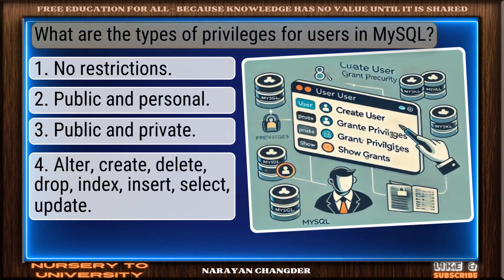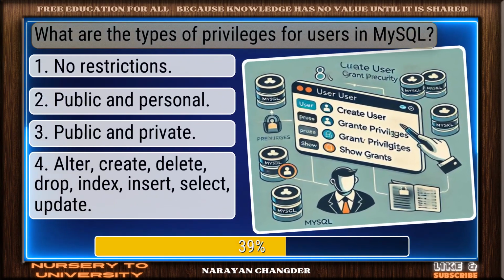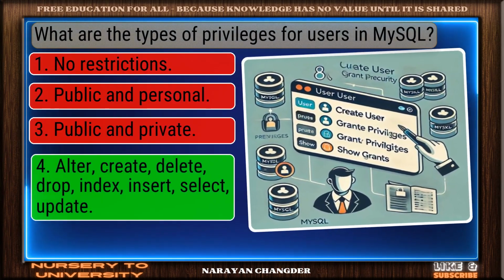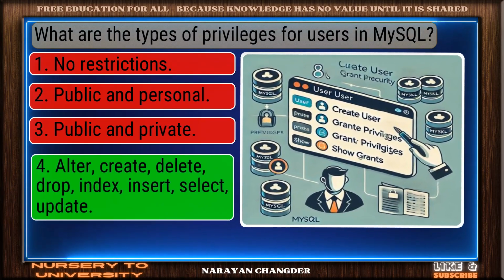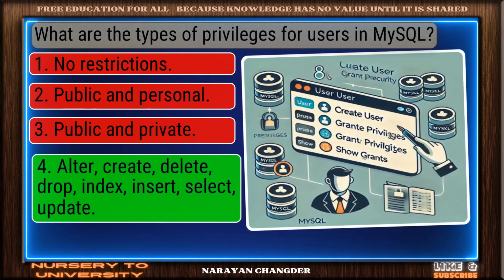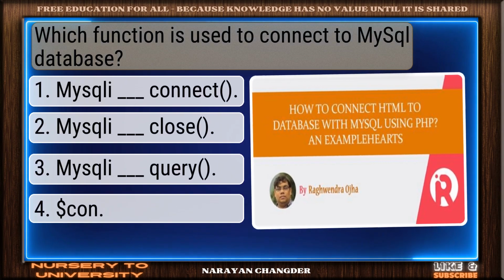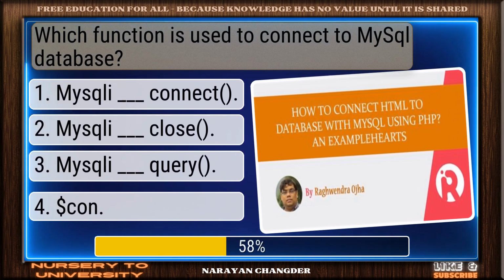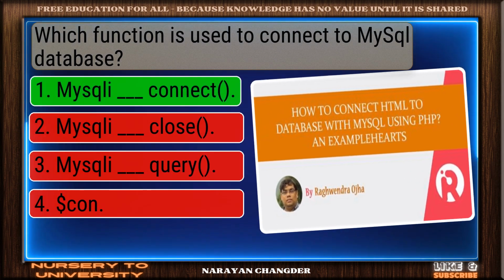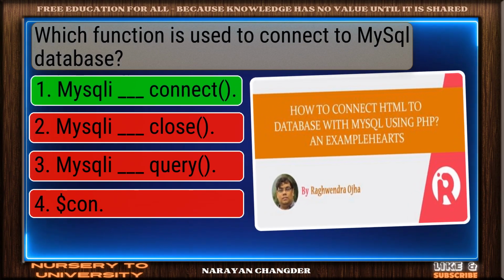Question number 22. What are the types of privileges for users in MySQL? Bravo. Alter, create, delete, drop, index, insert, select, update is the answer. Question number 23. Which function is used to connect to a MySQL database? Great job. mysql_connect is the accurate answer.